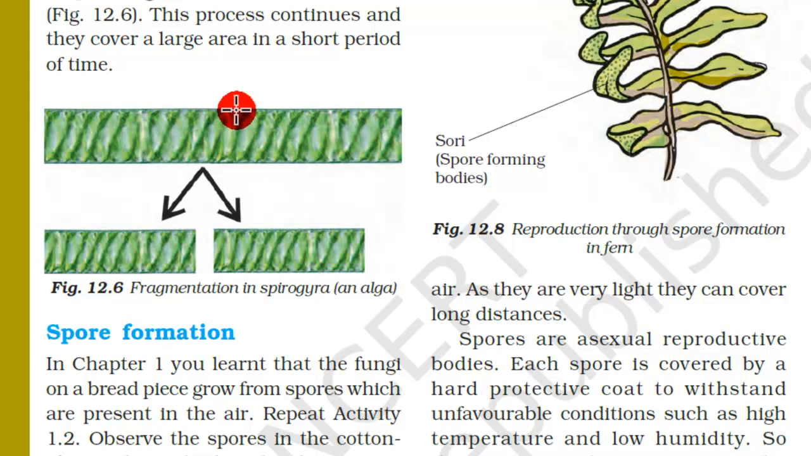An alga breaks up into 2 or more fragments. The fragments or pieces grow into new individuals. This will be the new individual and this will be another new individual. Like this the process continues and they cover a large area in a very short period of time. So we will see a large cover of algae in a particular water region like a pond within a short period of time.